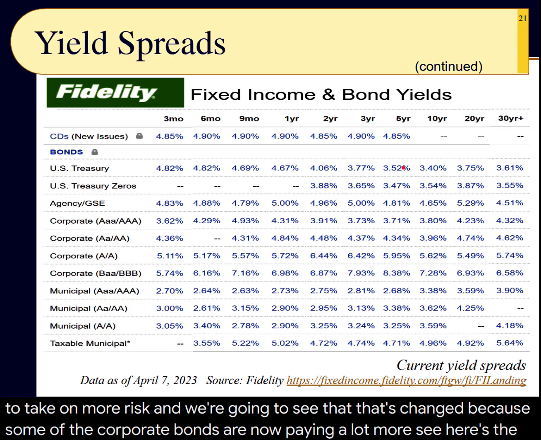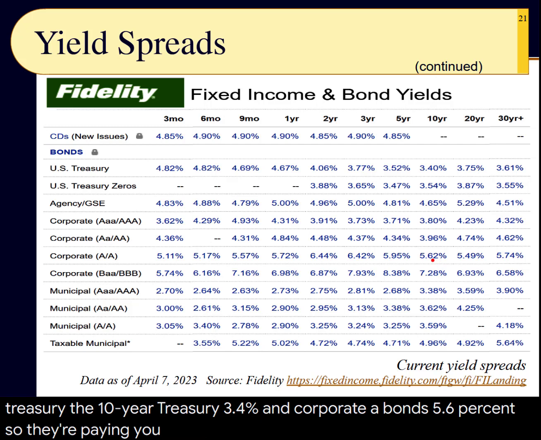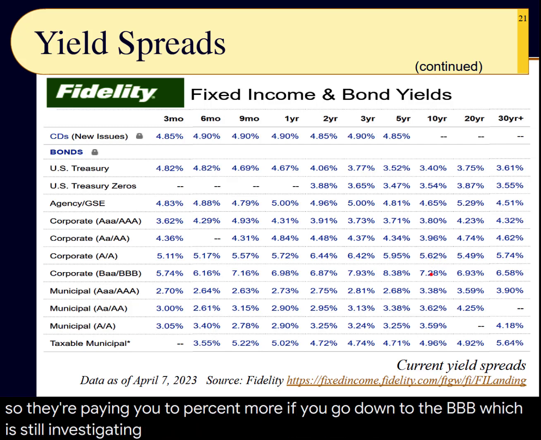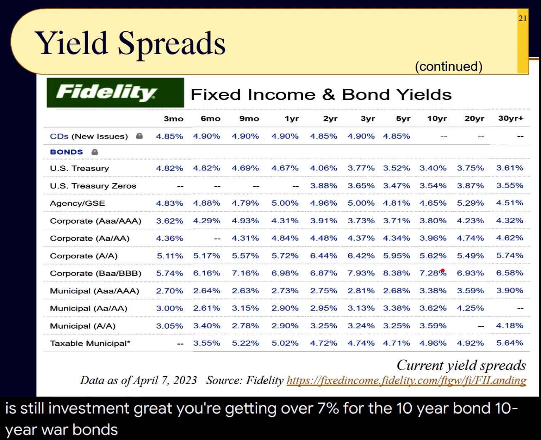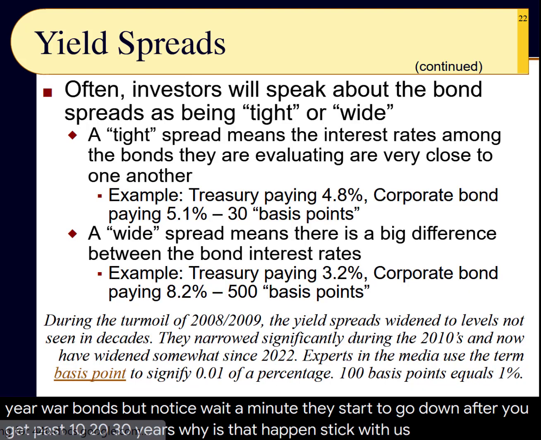See, here's the Treasury, the 10-year Treasury, 3.4%, and corporate A bonds, 5.6%. So they're paying you 2% more. If you go down to the BBB, which is still investment grade, you're getting over 7% for the 10-year bonds. But notice, wait a minute, they start to go down after you get past 10, 20, 30 years. Why does that happen? Stick with us.